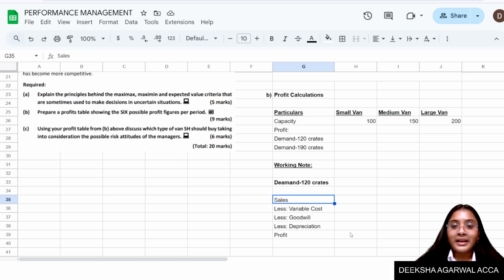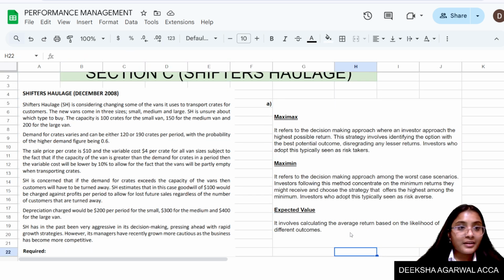Now, moving ahead, how can you do it? Nothing to worry about. First of all, sales you cannot calculate directly because you need to see that the probability is given to you. The demand for the crates can be either 120 or 190, with the probability of the higher demand being 0.6. So what will be my probability for the lower demand? 0.4. My probability for the lower demand will be 0.4 only.